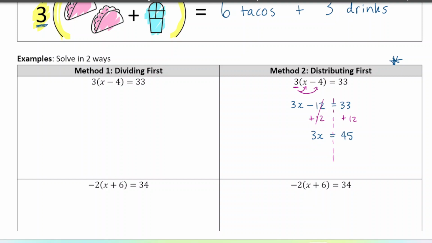And then we are multiplying x by 3 here, so we're going to do the opposite of that, which is dividing by 3. What I do to one side, I have to do to the other. And I'm left with x equals 15. And that's my final answer. Okay, let's do one more.